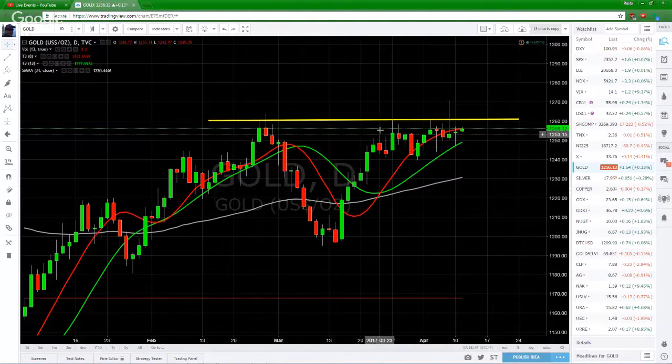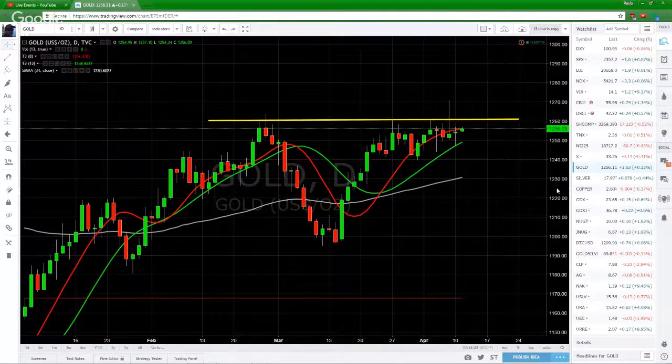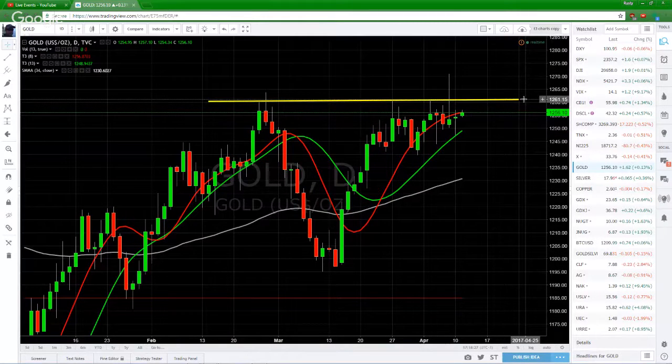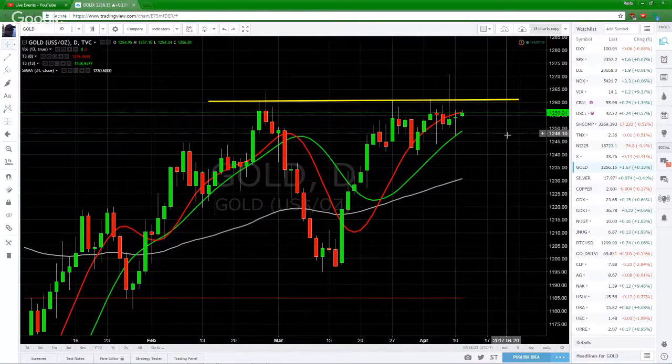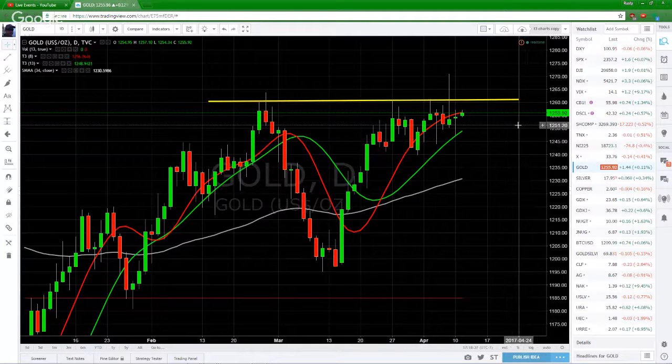Plus it's touching 3 times. That's a clue. Previous high breaks 1260. 1261 and 15 cents. No, wait. 1261 and 41 cents. Let's get above 1260 and call it a day.